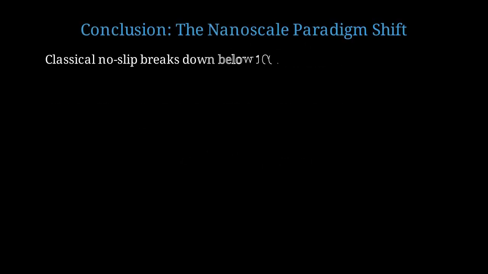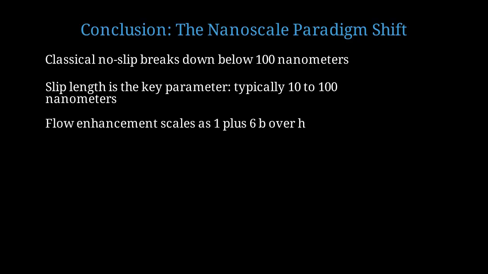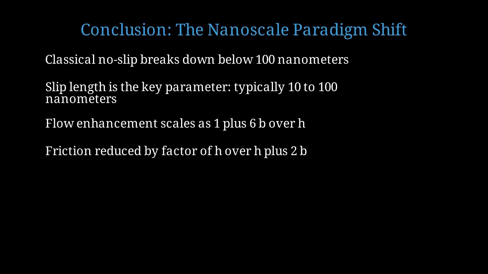The classical no-slip boundary condition, valid for centuries of fluid mechanics, breaks down when channels shrink below about 100 nanometers. The slip length, typically 10 to 100 nanometers, becomes the crucial parameter determining flow behavior. Flow enhancement scales as 1 plus 6 times the ratio of slip length to channel height, making slip increasingly important in smaller channels.